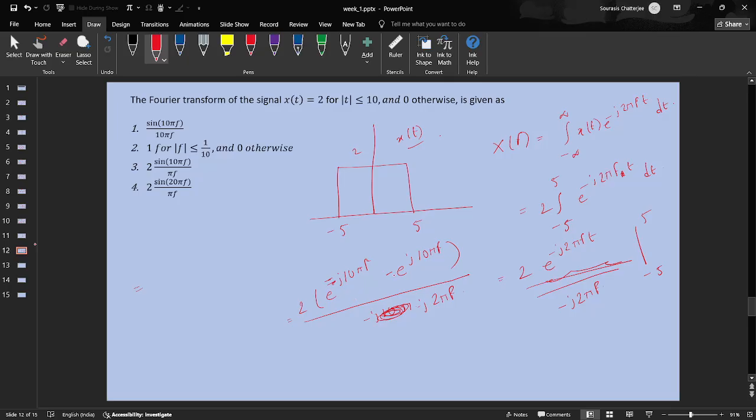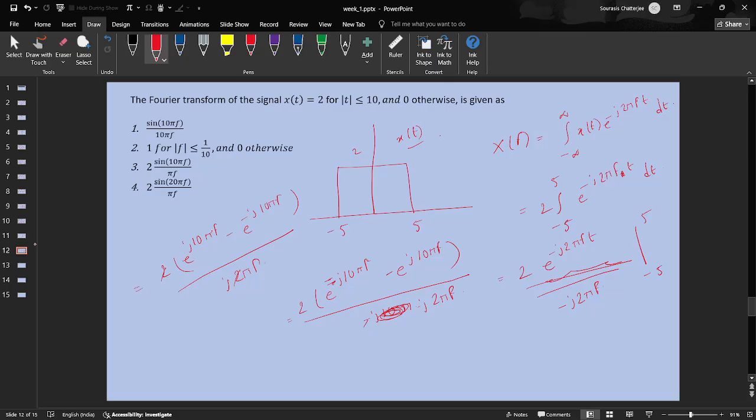So how can I write? Okay, let us just turn it around. 2 into e to the power j 10 pi f minus e to the power minus j 10 pi f. So this negative term goes there. We are left with j2 pi f. Let's cancel this one. So how can I write this term?